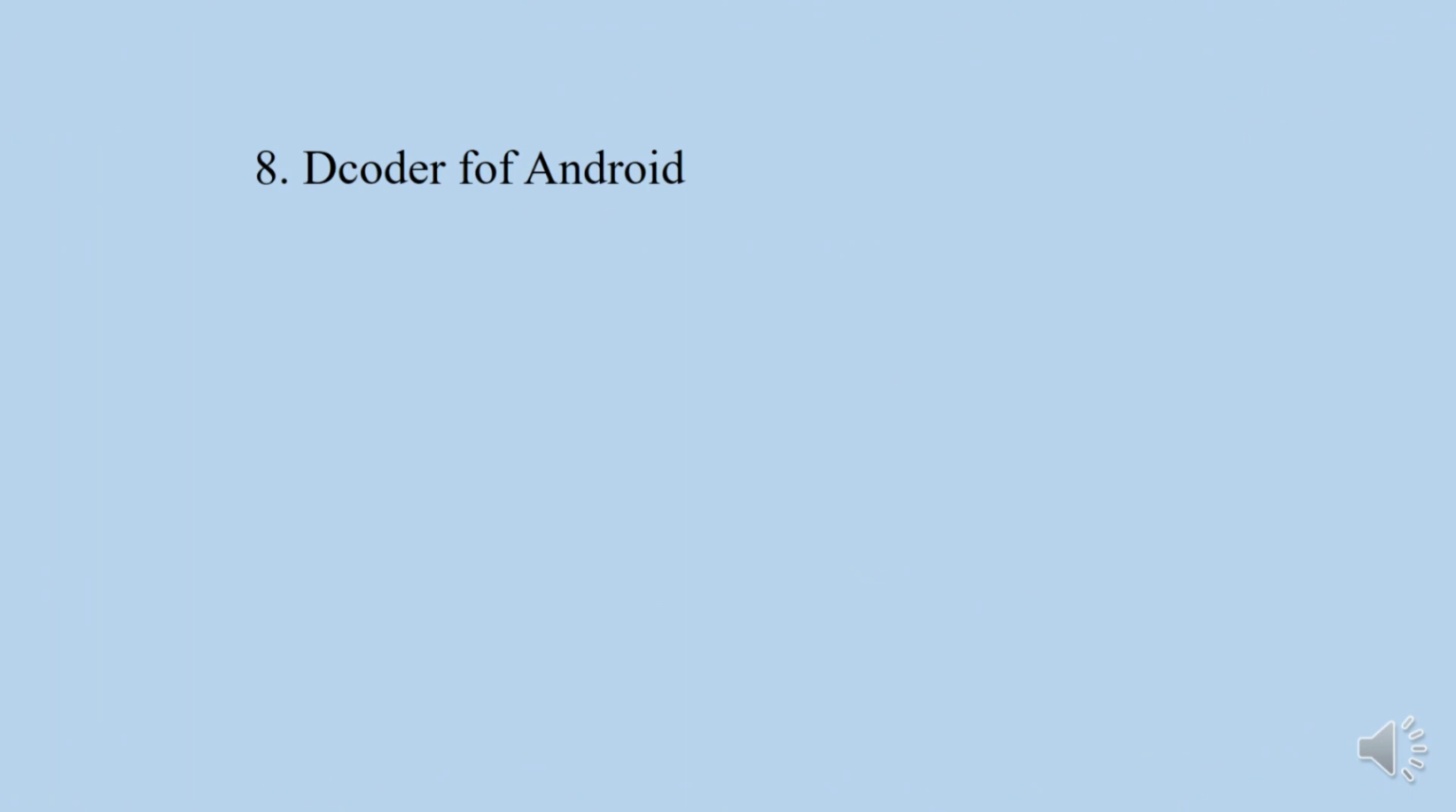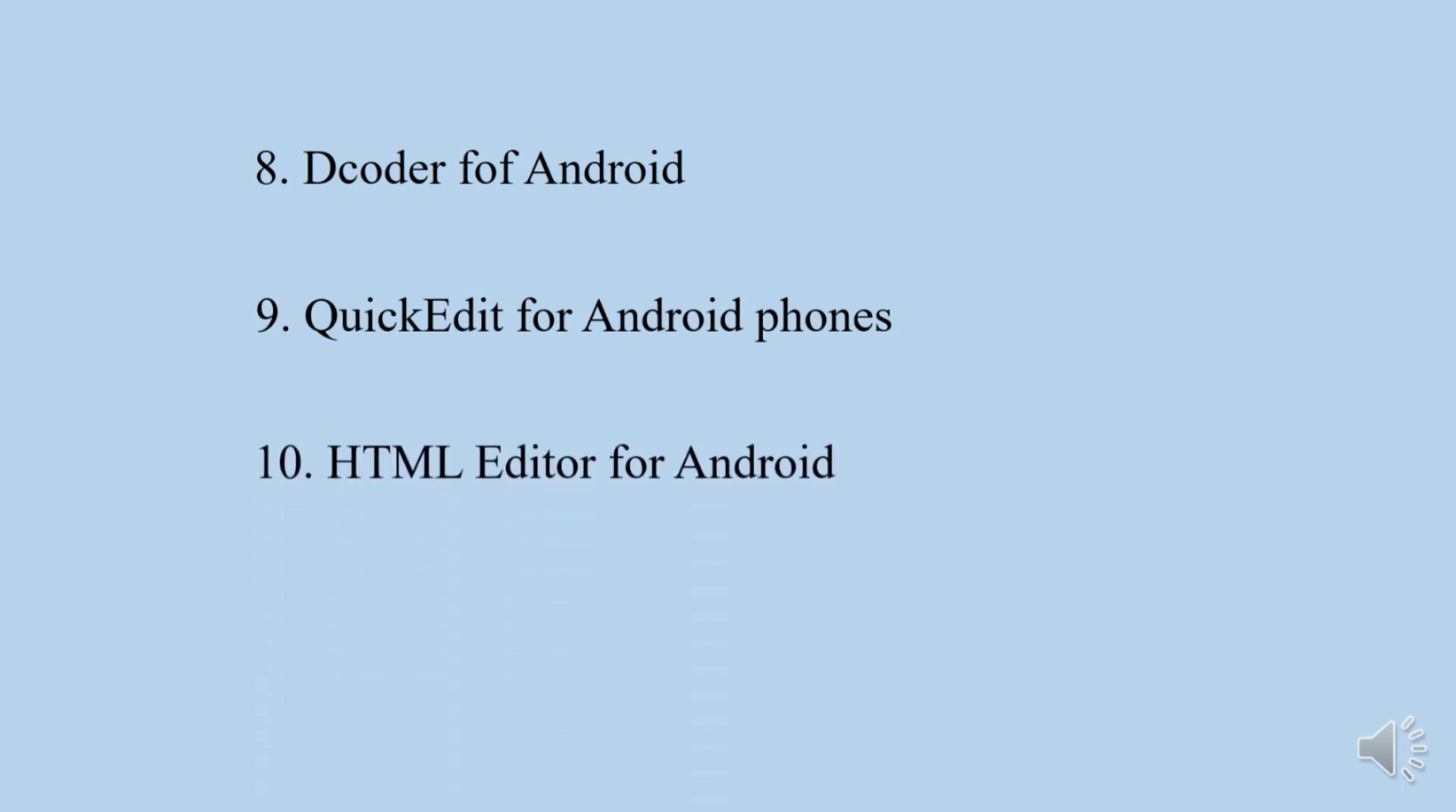We have Decoder for Android, and this app is used for Android phones. So those of you who will be using Android phones, you can go and download this app. It's called Decoder for Android. We also have Quick Edit for Android phones. So there's also another code editor called Quick Edit, and it's used on Android phones. So you can also download that one. We also have HTML Editor for Android. So this is also another Android editor for Android phone users.